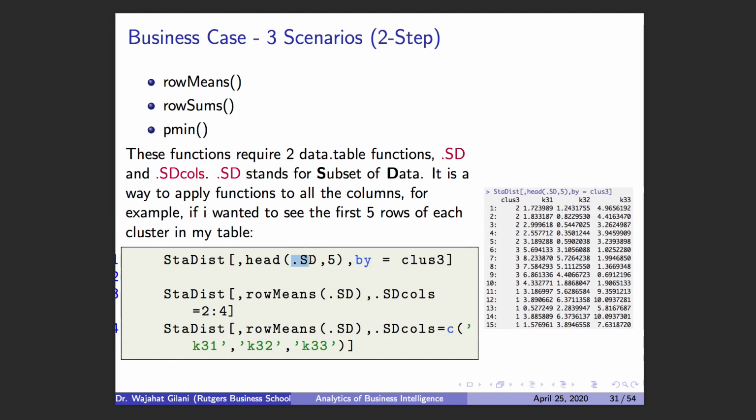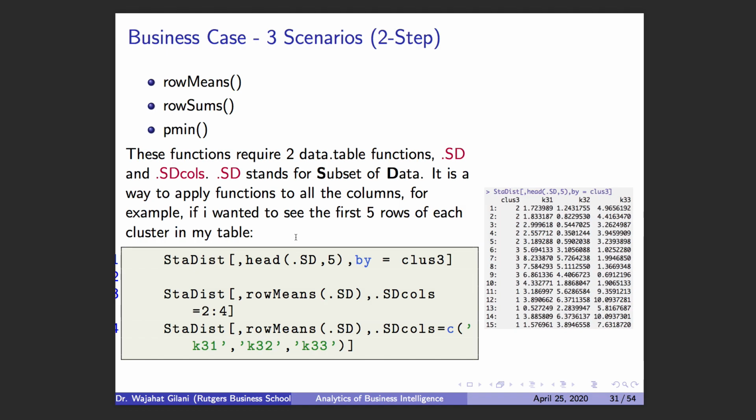.SD is a fill-in for a situation where you want to apply a function to all the columns. You can't specify one particular column, and you don't want to specify all columns. It just makes life so much easier, right? So here, this will give you all the results right here. It'll give you the first 5 values of cluster 2, 3, and 1, just the top 5 rows.